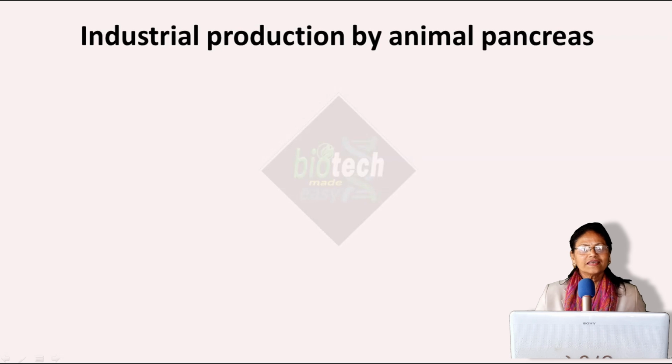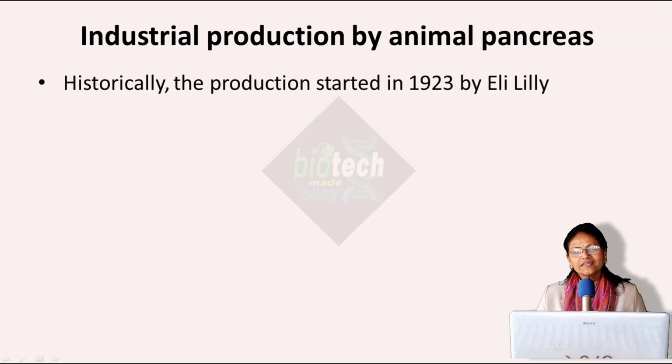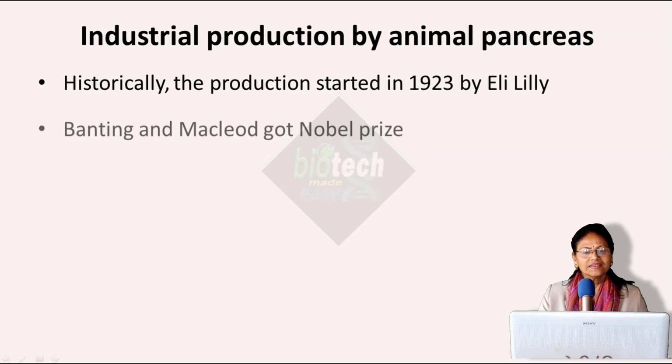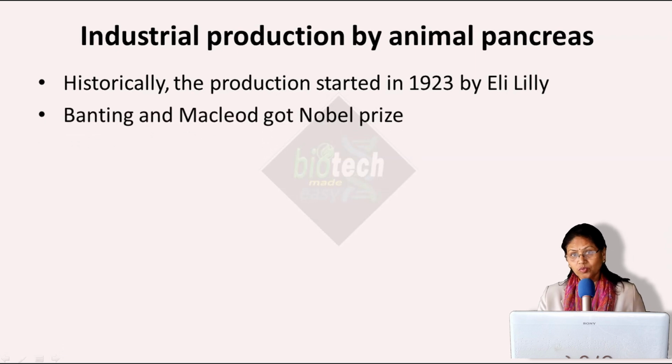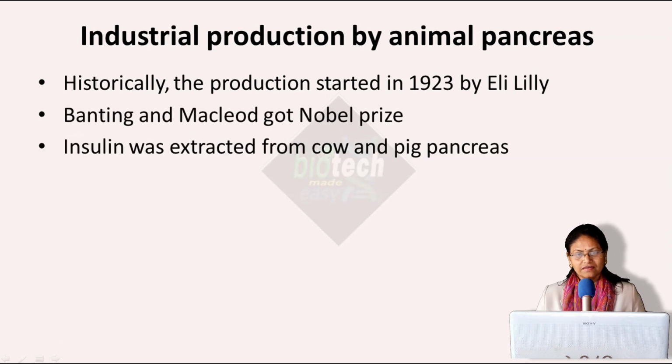Now let's see how the industrial production of insulin started historically. It started in 1923 by a biotech company, Eli Lilly, which is a very big company. And Banting and MacLeod got the Nobel Prize for this.